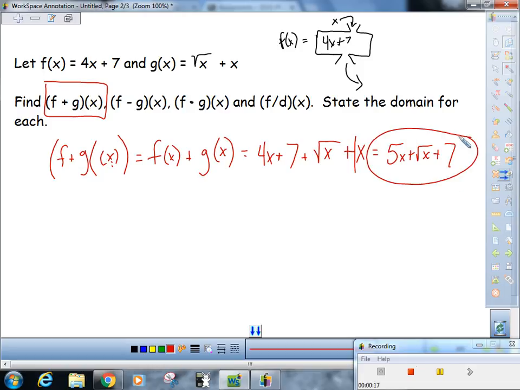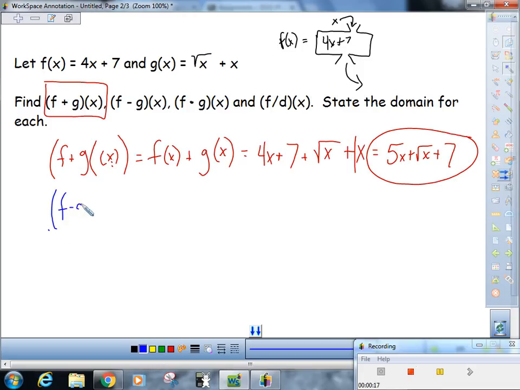Just remember that we want to go highest to lowest with our powers, and we always want to finish with our constant. That's it. That's all we're doing. In the next slide, I'll show you we'll be putting in numbers and finding what the answers are, but that's not that hard either. Okay, so I'll color change here.